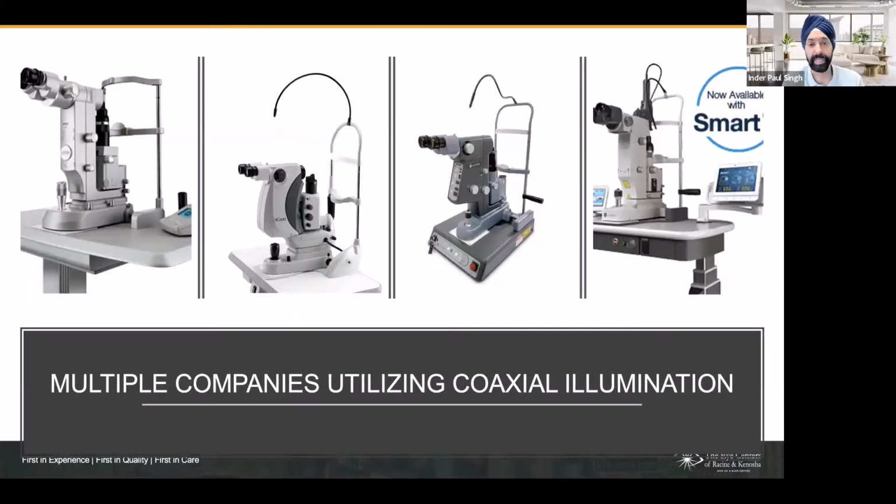Now, there are multiple companies that make these coaxial illumination lasers. I use a company called LX and Quantel. There's Luminous, there's Nidec, there's Lightmed. There's a number of different laser companies who are trying to create a new visualization system, this coaxial illumination.